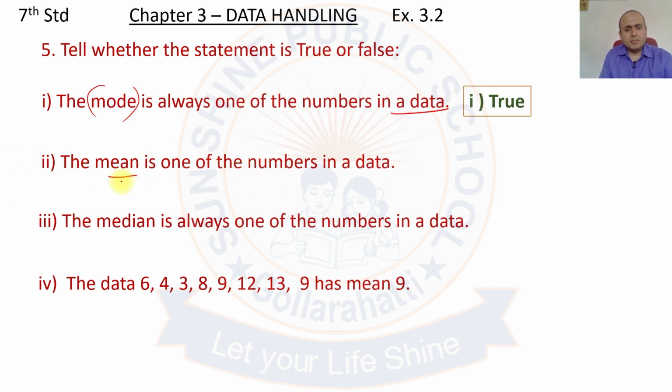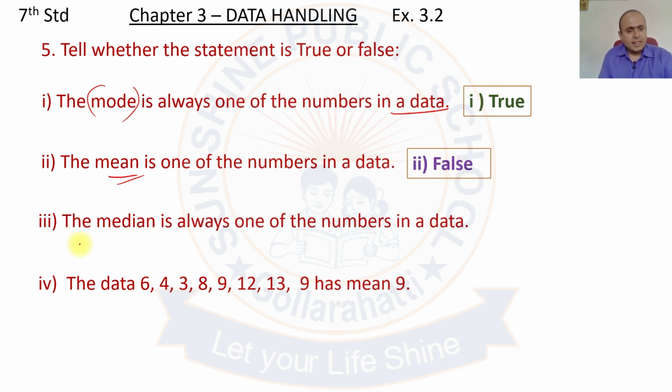Next question, the mean is one of the numbers in the data. Here mean is nothing but average. Average is not necessarily the same number we get from the data. So the mean is an average number, which changes with the problem. So the statement that the mean is one of the numbers in the data, the answer is false. Mean is not one of the numbers from the data.